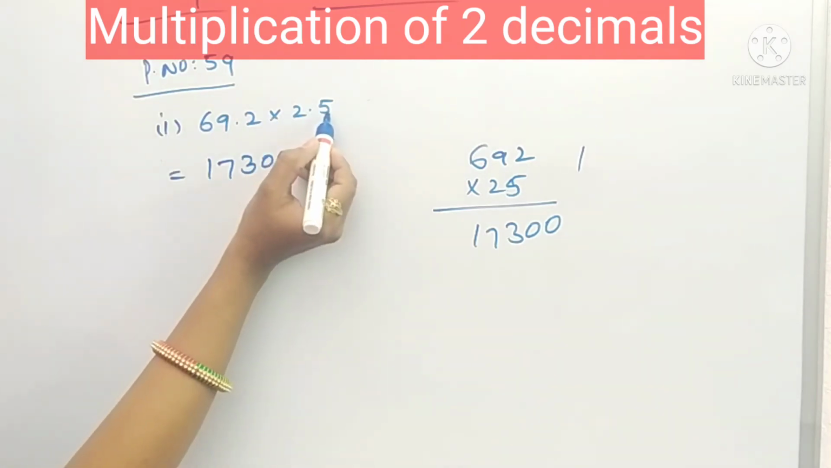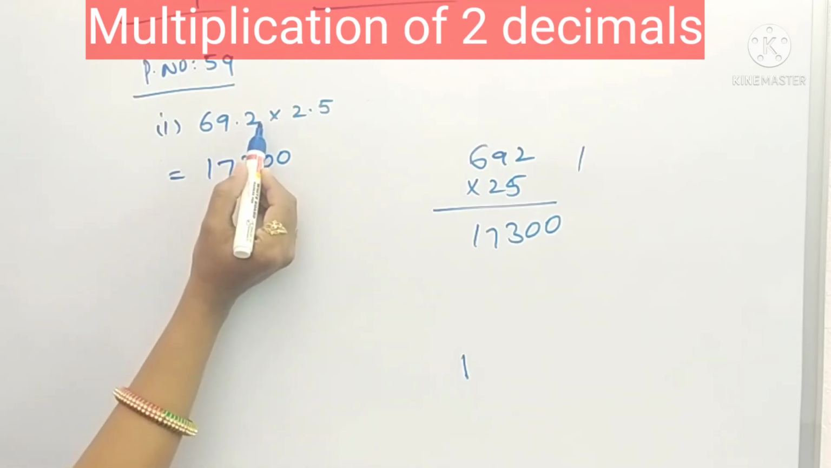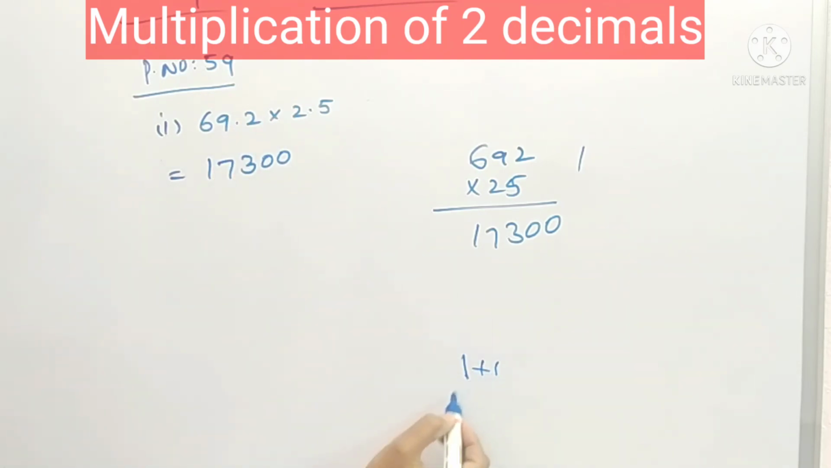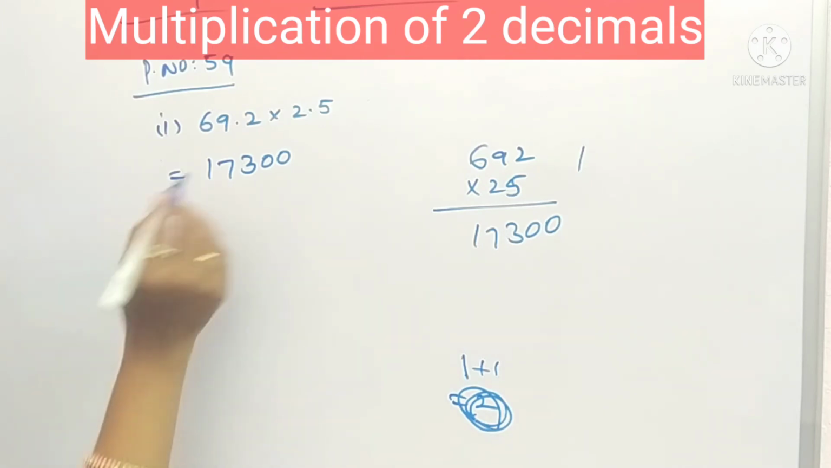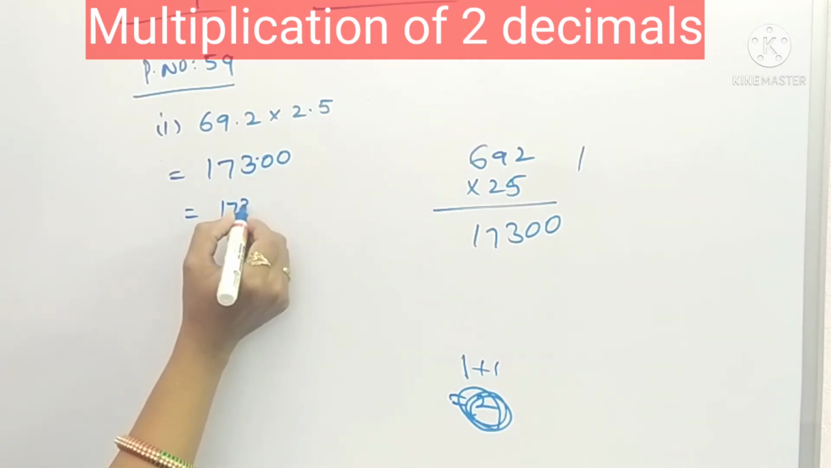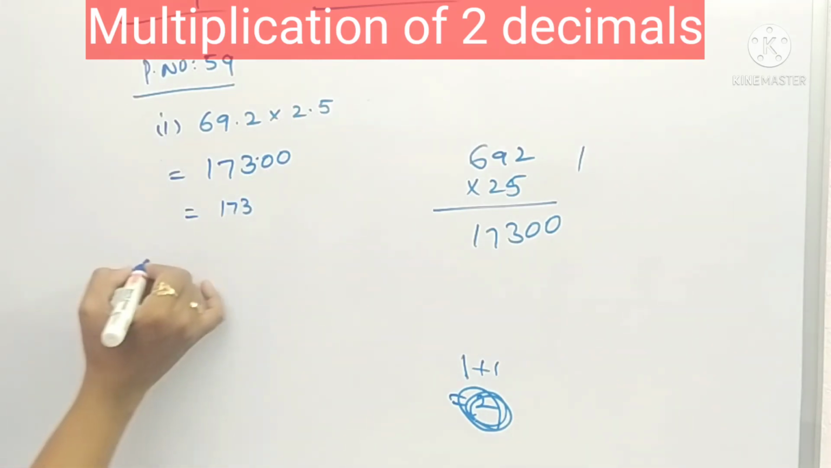Now it is the issue about decimal points. So here after how many digits decimal point is there? After one digit. And here after how many digits decimal point is there? Again after 1. So now this is 1 plus 1, 2. So now put the decimal point in the product after two decimals from right side. So this is 173.00, that is 173. Right?